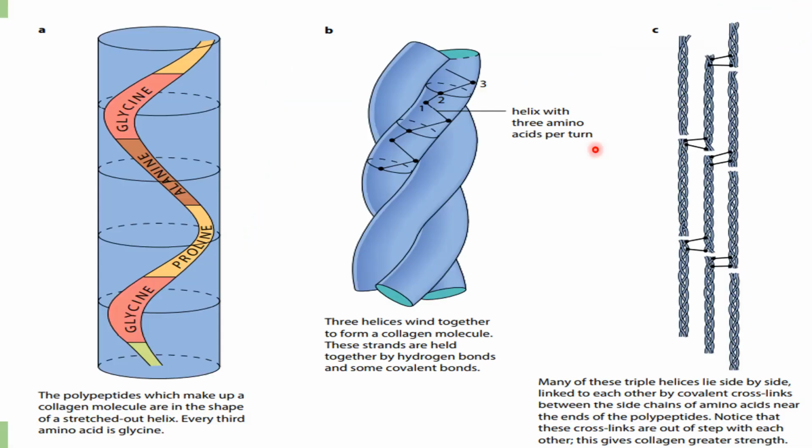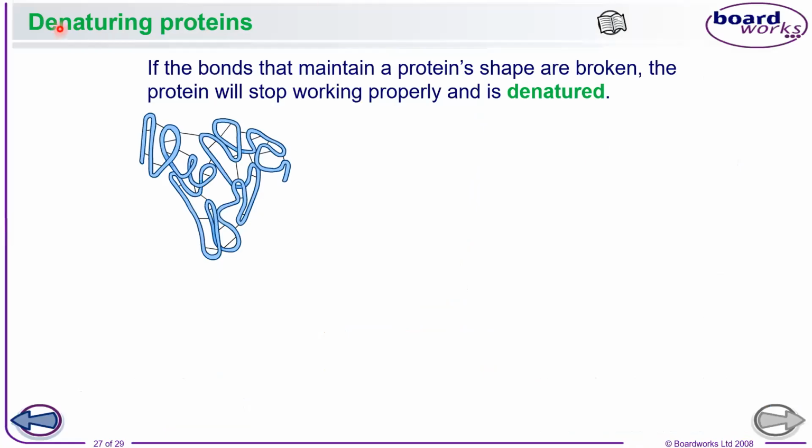Okay then, so we have talked about the structure and now beta, let's talk about how proteins can be denatured. Again beta, when a protein is denatured, it actually starts unfolding. So you can have a tertiary or quaternary structure. If the bonds that maintain the protein shape are broken, so remember we had different types of bonds: hydrogen bonds, ionic bonds, disulfide bonds, and hydrophobic bonds also. If these bonds are broken, the protein will stop working properly and it is denatured then.